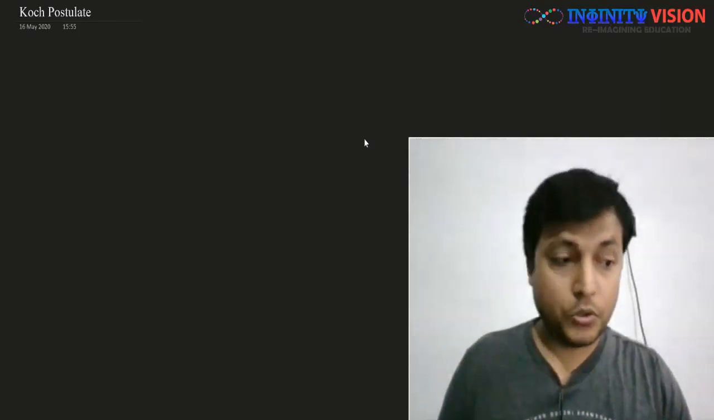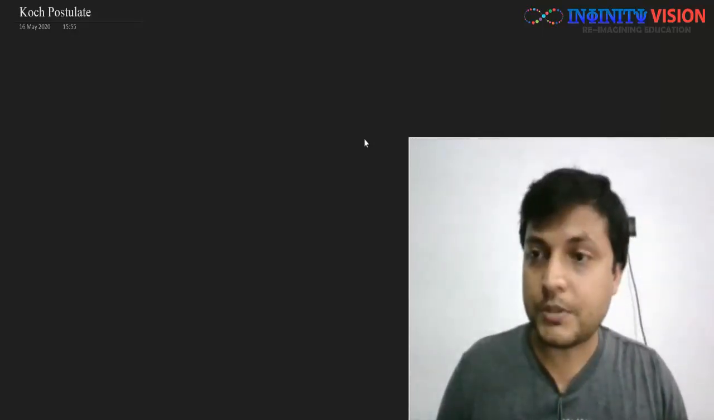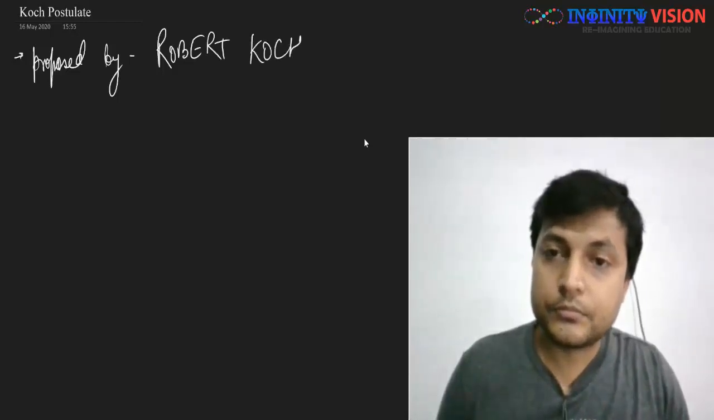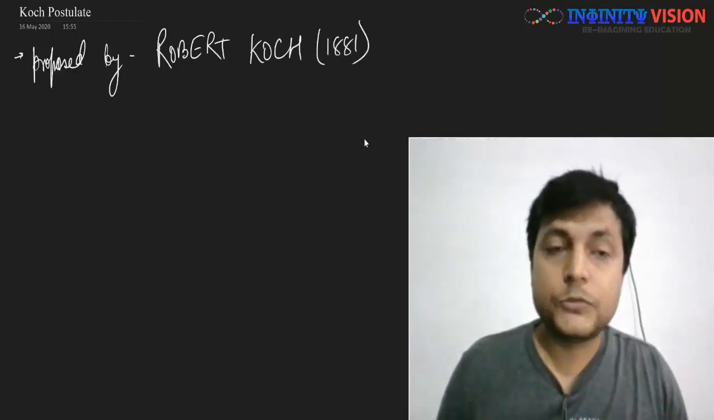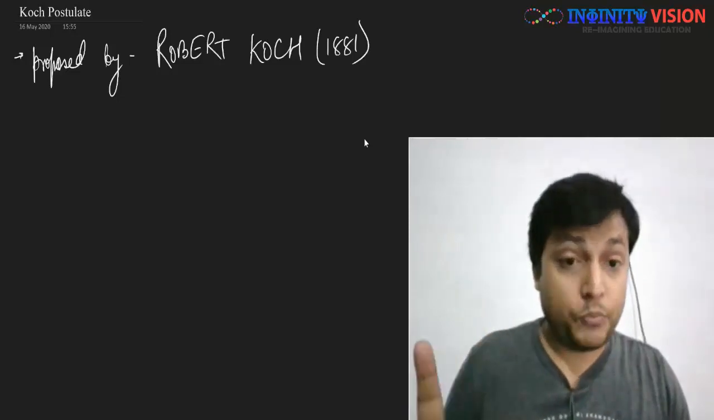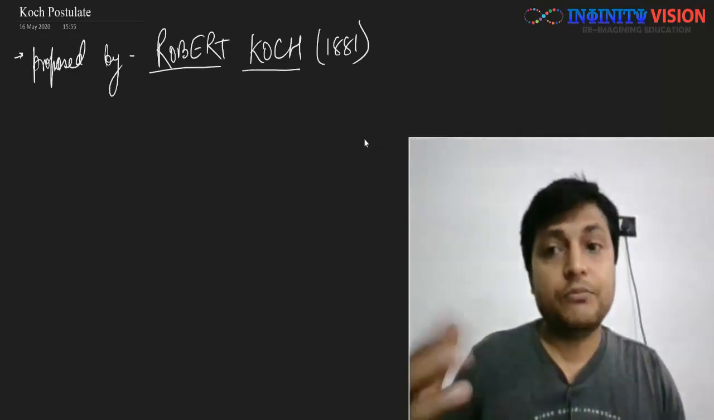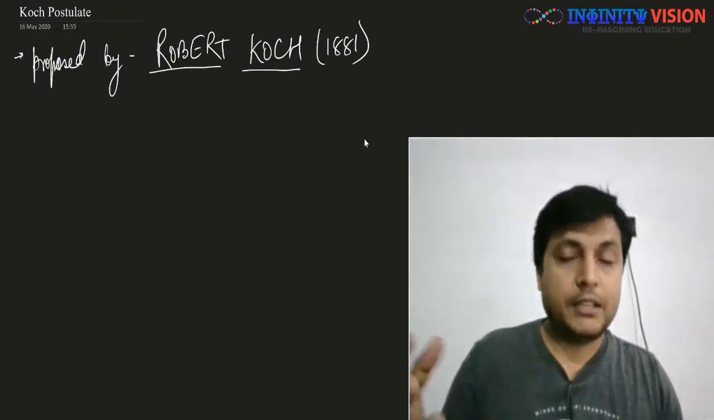And today in this lecture, we are going to study the Koch postulate. So first of all, what is Koch postulate? Who gave it? This postulate was proposed by Robert Koch in 1881. Well, so it is a postulate which was proposed by Robert Koch in 1881. Correct? Let us know something about Mr. Robert Koch, and then we will study the postulate given by him, that is Koch's postulate.